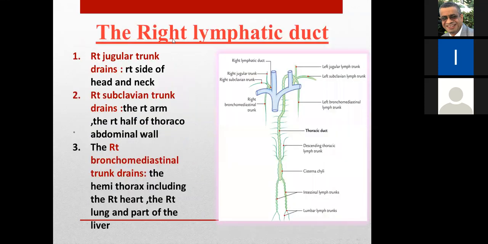On the right side, we have the right lymphatic duct. This duct is formed by three trunks. The first is the right jugular trunk that drains the right side of the head and neck. And this is the right jugular trunk. The second one is the right subclavian trunk that drains the right arm and the right half of the thoracoabdominal wall. And the third one is the right bronchomediastinal trunk, which drains the hemithorax, including the right heart, the right lung, and part of the liver.